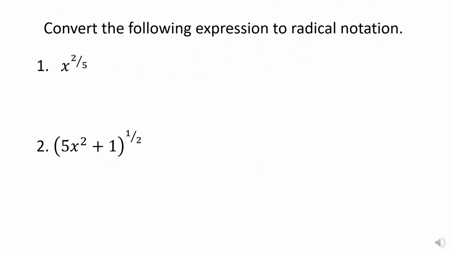So we're going to convert the following expression to radical notation. So we have x to the 2/5. Now notice here our answer is the 5th root of x squared. So the 2 in the numerator becomes the exponent in the radical, and the 5 in the denominator becomes the index of the radical.